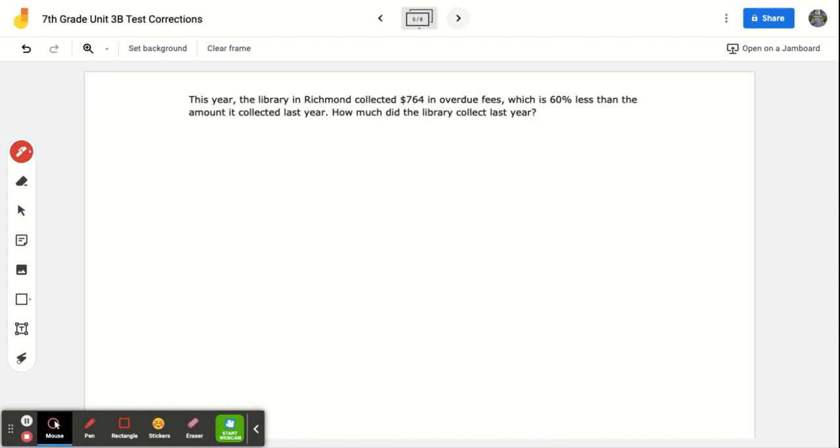Question number 1. This year, the library in Richmond collected $764 in overdue fees, which is 60% less than the amount it collected last year. How much money did the library collect last year? So you're trying to find out how much they collected the year prior.